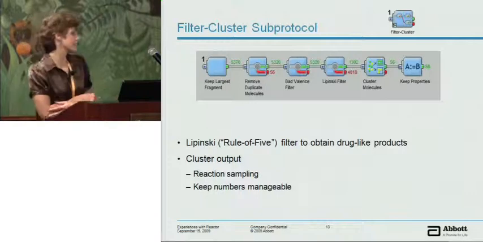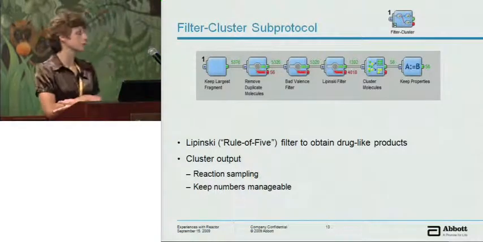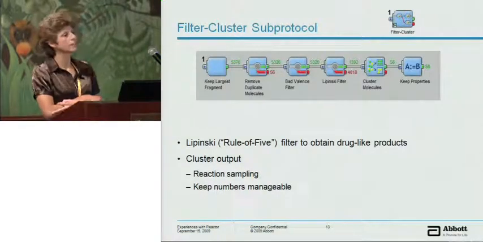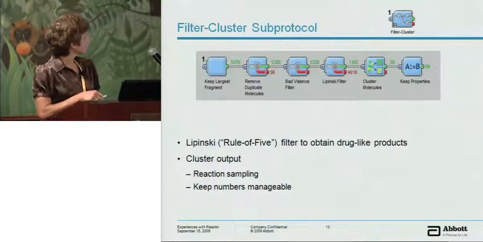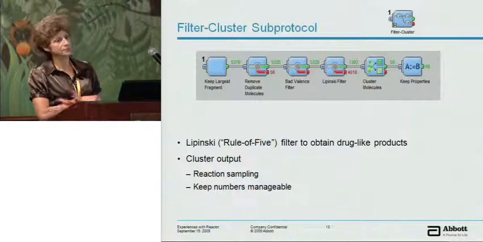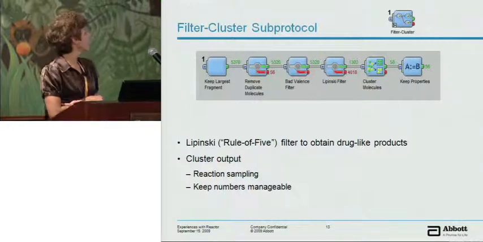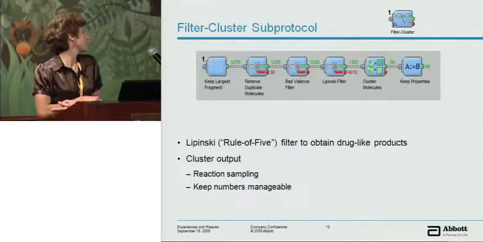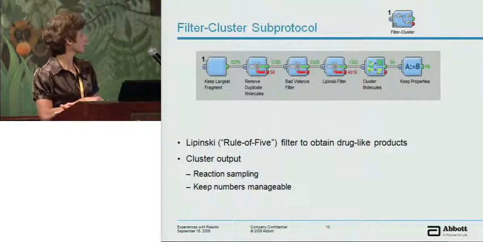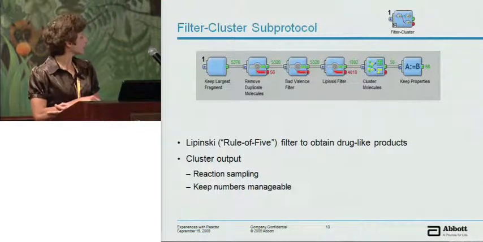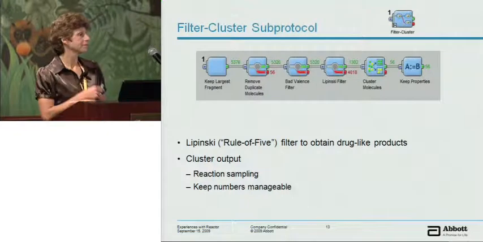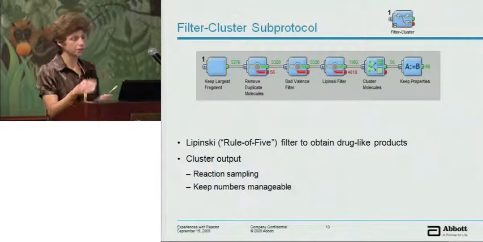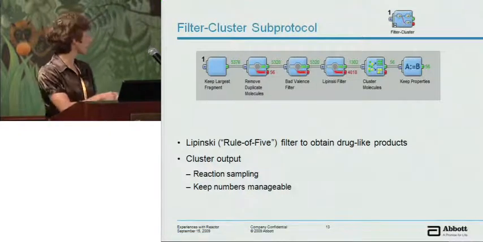If anyone's interested, I then had a little filtering and clustering subprotocol where I basically removed duplicates, did a valence check to make sure everything was okay. I just did a Lipinski filter, rule of 5, just to obtain drug-like products, and then I clustered the output to get a sampling of the reaction. I mean, you could do anything you want here as far as how you want to manipulate your data.